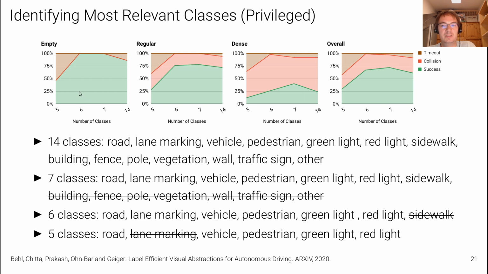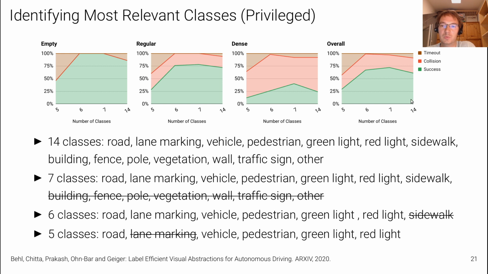What we see here is in green the relative ratio of success for the different number of classes in the empty, regular, and dense scenarios, and the overall performance here on the right. What you can see is, of course, the empty scenario is easier than the regular and the dense scenario, so performance degrades. But the tendency is similar in all of these plots.